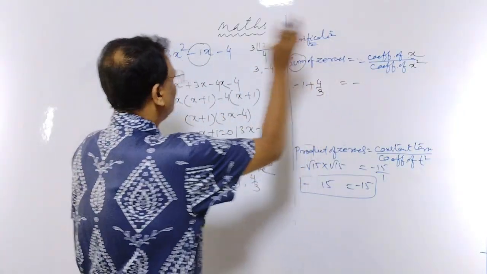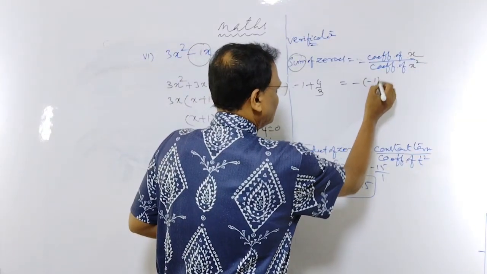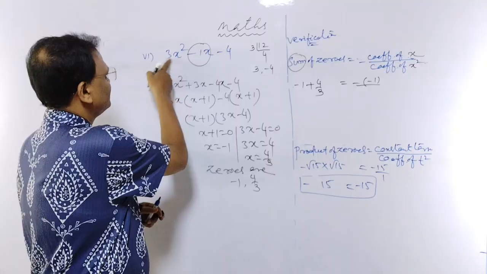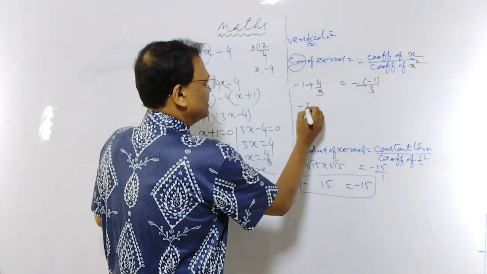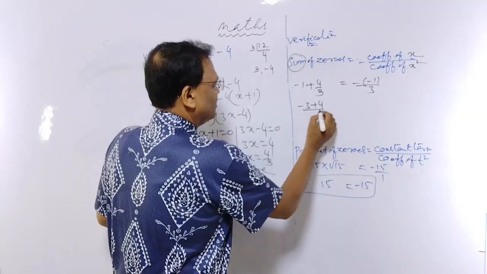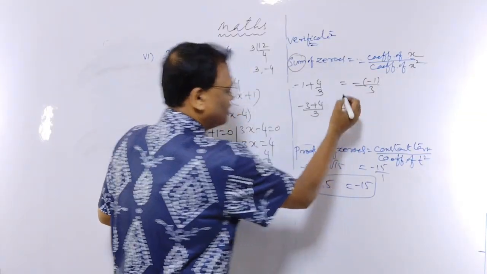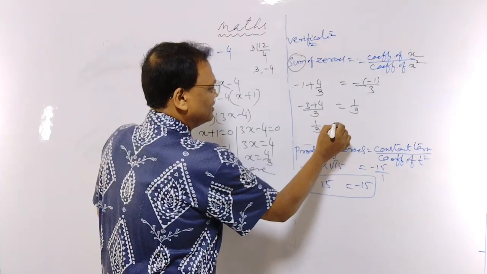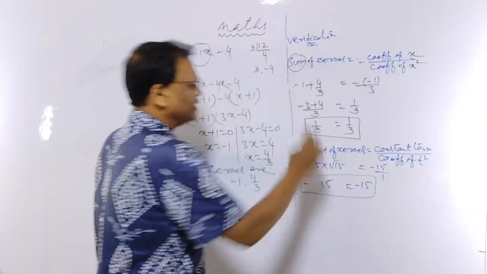Now minus of, what is the coefficient of x? Coefficient of x is minus 1. Minus of minus 1 divided by coefficient of x square, 3. So this gives me minus 3 plus 4 divided by 3 is equal to plus 1 by 3. 4 minus 3 is nothing but 1 by 3, and this is also 1 by 3, and hence verified.